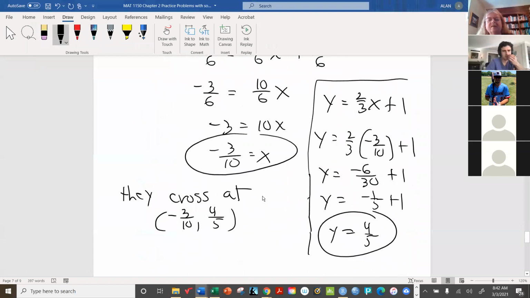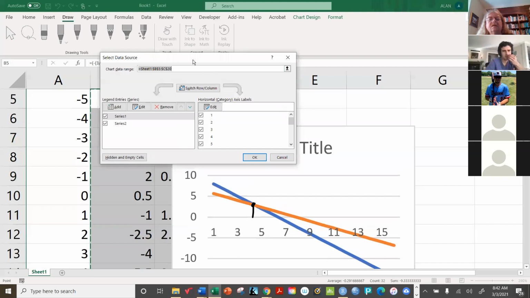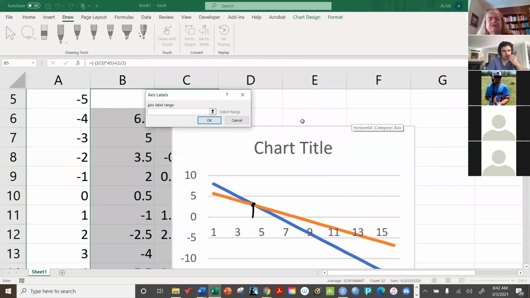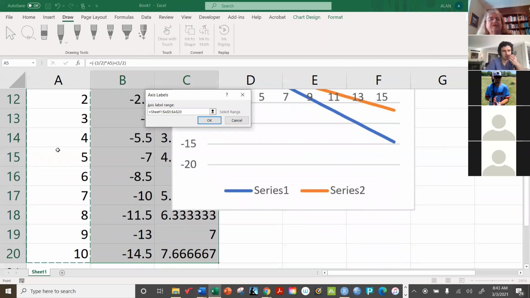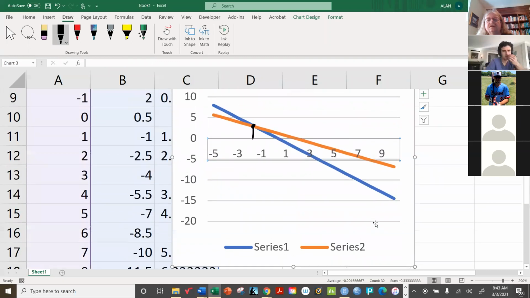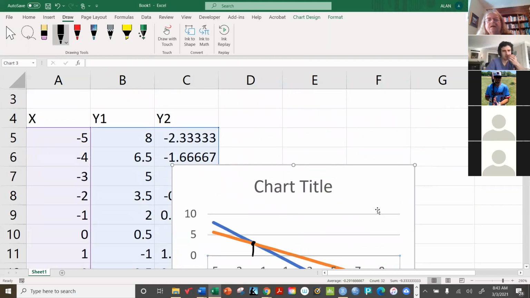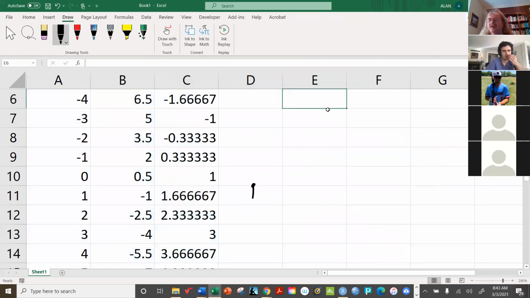I think I know what the problem is here. Let me just check something out. I have a feeling that I know what the problem is. It's not showing the values of x properly. All right, let me try it one more time. I think we'll be able to get it just right.